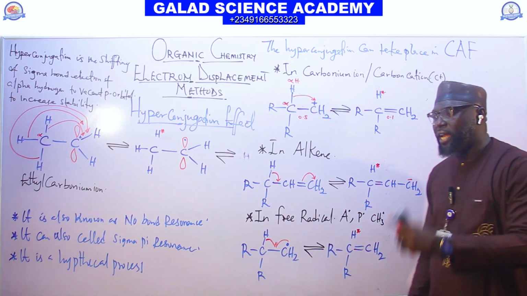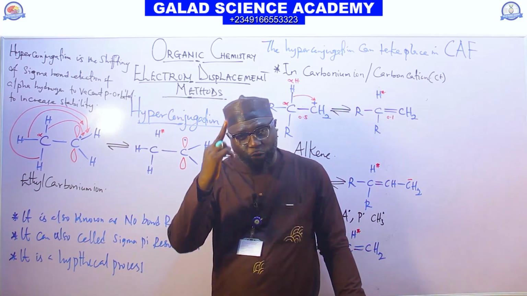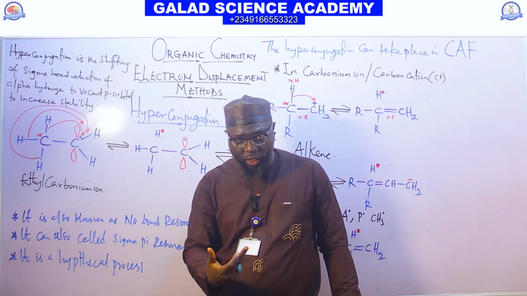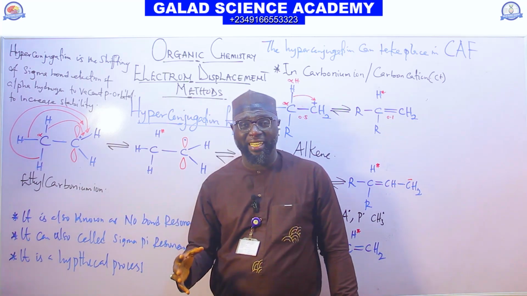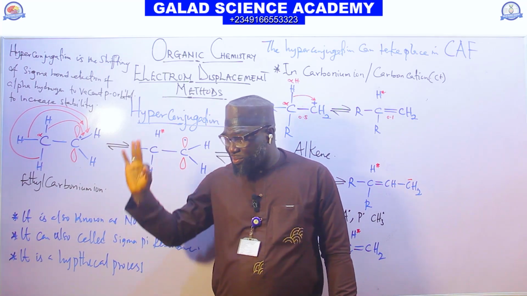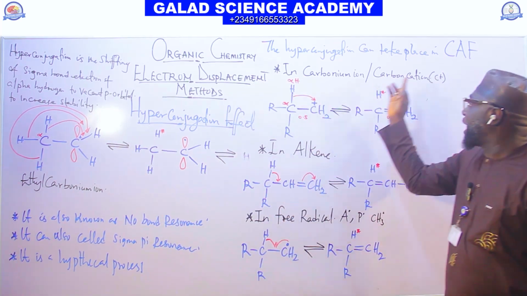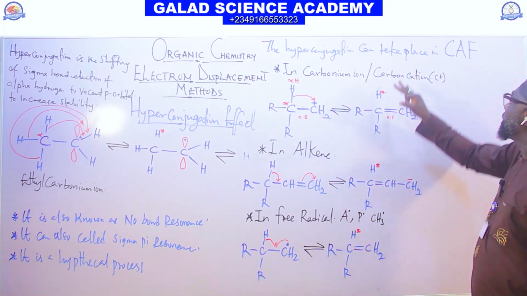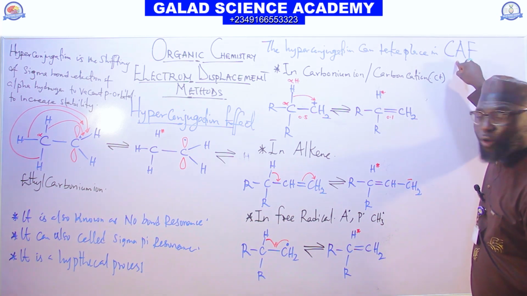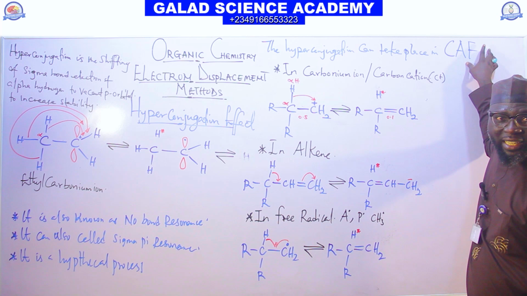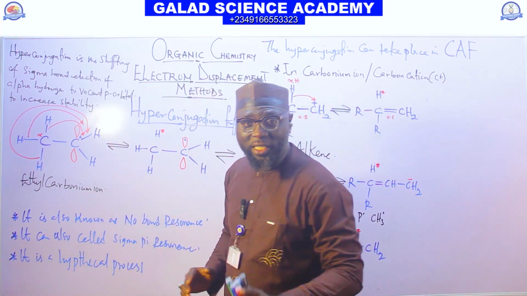Let me rub the board and explain the second. This hyperconjugation has two functions. The first one is shortening of the bond. Number two is to explain the stability of compounds: stability of carbonium ion, stability of free radical, stability of alkene. So that's it, and let me explain the stability next.